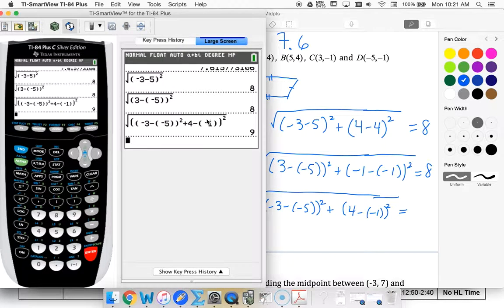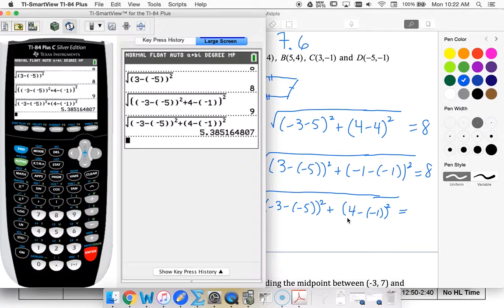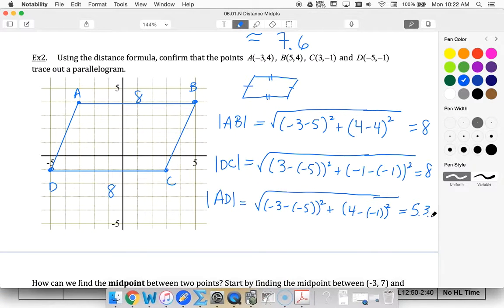3 minus -5, I missed a parenthesis. Let's go fix that. So I should have had a parenthesis here. All right. So that means there's too many parentheses out here, this first one. Let's get rid of that. Okay, -3 minus -5 squared, 4 minus -1 squared. All right, that's a better value. So 5.3 dot dot dot.